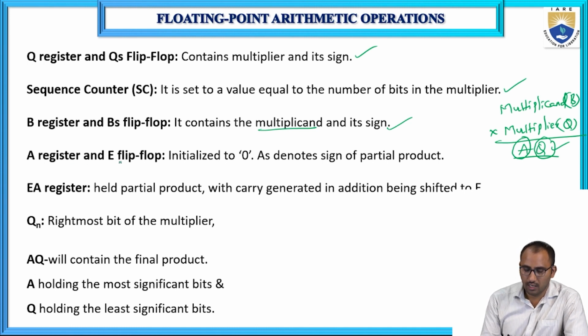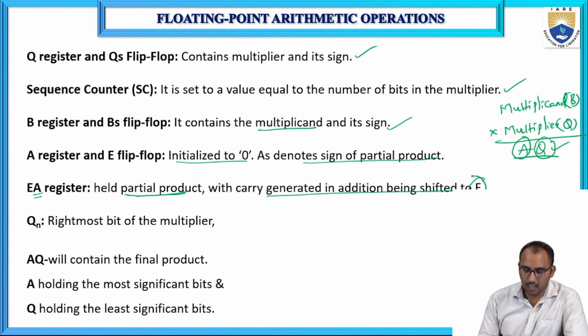So, the A register and the E flip-flop are initialized to 0. AS denotes the sign of the partial product. EA holds the partial product, because the A accumulator stores the upper bits of the result. That's why it can be used to store the partial product, with the carry generated in addition being shifted to E. So if there is any carry in the addition, it will be stored in the E flip-flop.